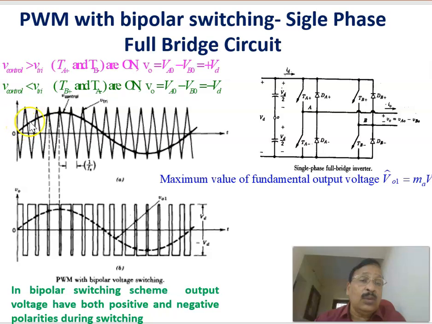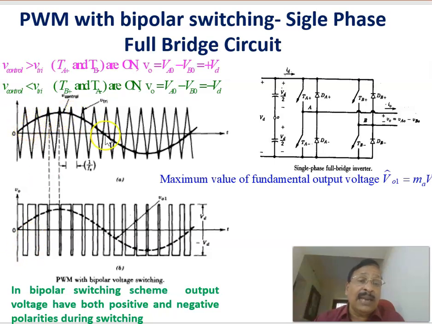Again, when the control voltage, that is, the modulating signal voltage, is less than the carrier voltage, then TB plus and TB minus are on. Therefore, in that case, negative voltage comes here and positive voltage comes here. The voltage between A and B will become minus VD. VA0 minus VB0 equals minus VD.